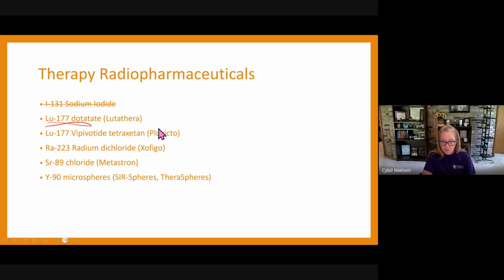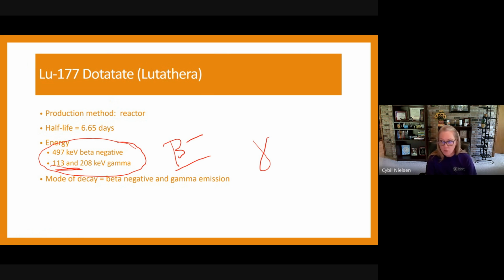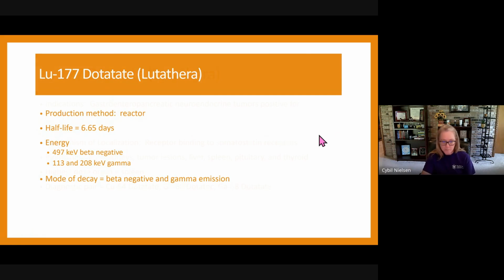That is the Lutathera. So lutetium is also beta negative and gamma, but if you notice, the gamma ray is much lower and it's also low yield, which means that every time a beta negative leaves the nucleus, a gamma ray doesn't leave the nucleus as well. So low yield means it only does that a certain percentage of the time. So radiation safety for this is going to be a lot different than radiation safety for I-131.